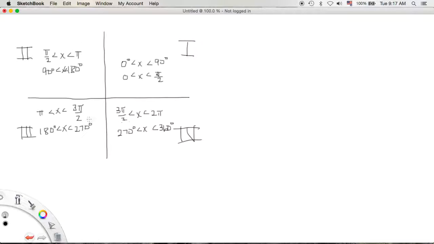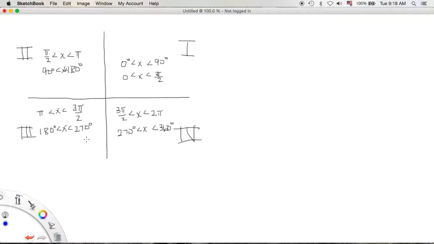Now these are the standard position angle measures, but as you can see in the second, third, and fourth quadrant, we can't really do those with right triangle trigonometry. So the first thing we need to do is decide what quadrant we're in, and then we'll be able to use our reference angles to find the sine, cosine, and tangent.